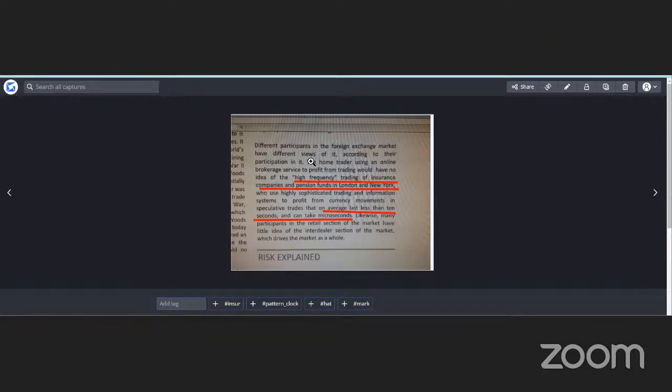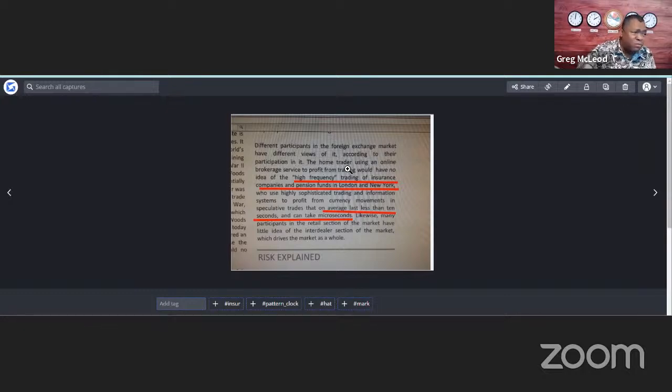Different participants in the exchange market have different views of it, according to their participation. The home trader using an online brokerage service to profit from the trading would have no idea of the high frequency trading of insurance companies and pension funds in London and New York, who use highly sophisticated trading and information systems to profit from currency movements in speculative trades that on average last less than 10 seconds and can take microseconds. Likewise, many participants in the retail section of the market have little idea of the interdealer section of the market, which drives the market as a whole. That is what Elite Traders University brings to you, right? They even say that you guys don't know.